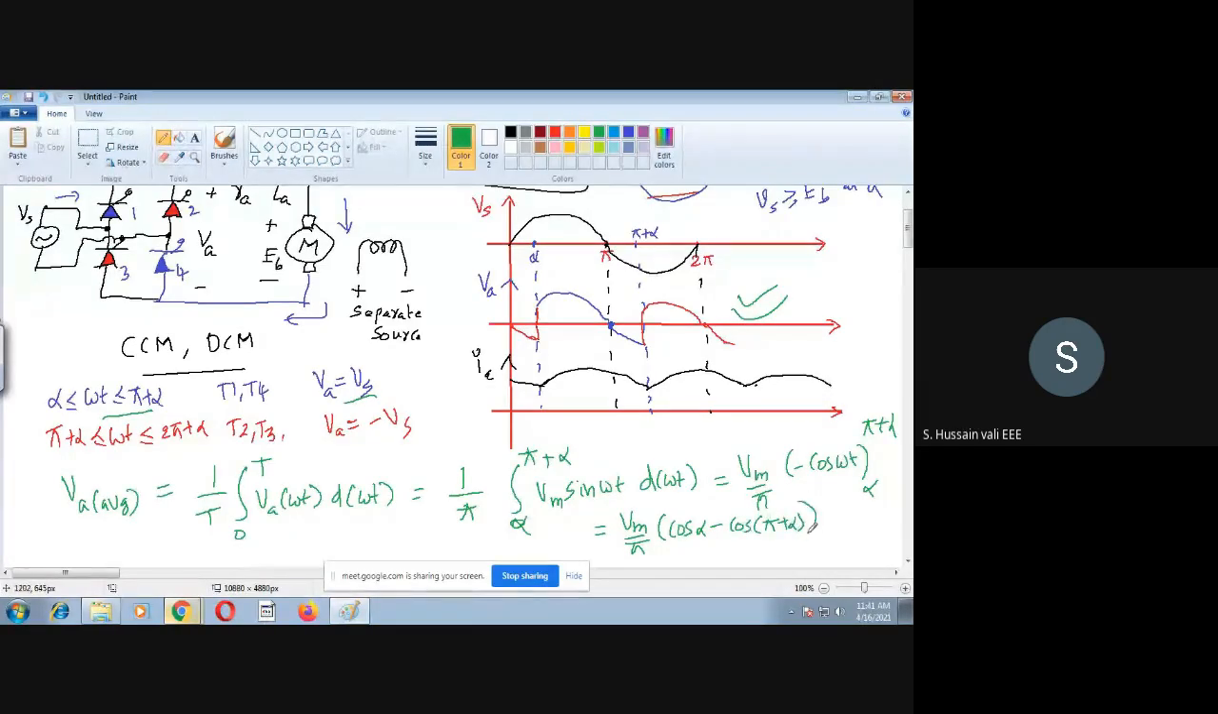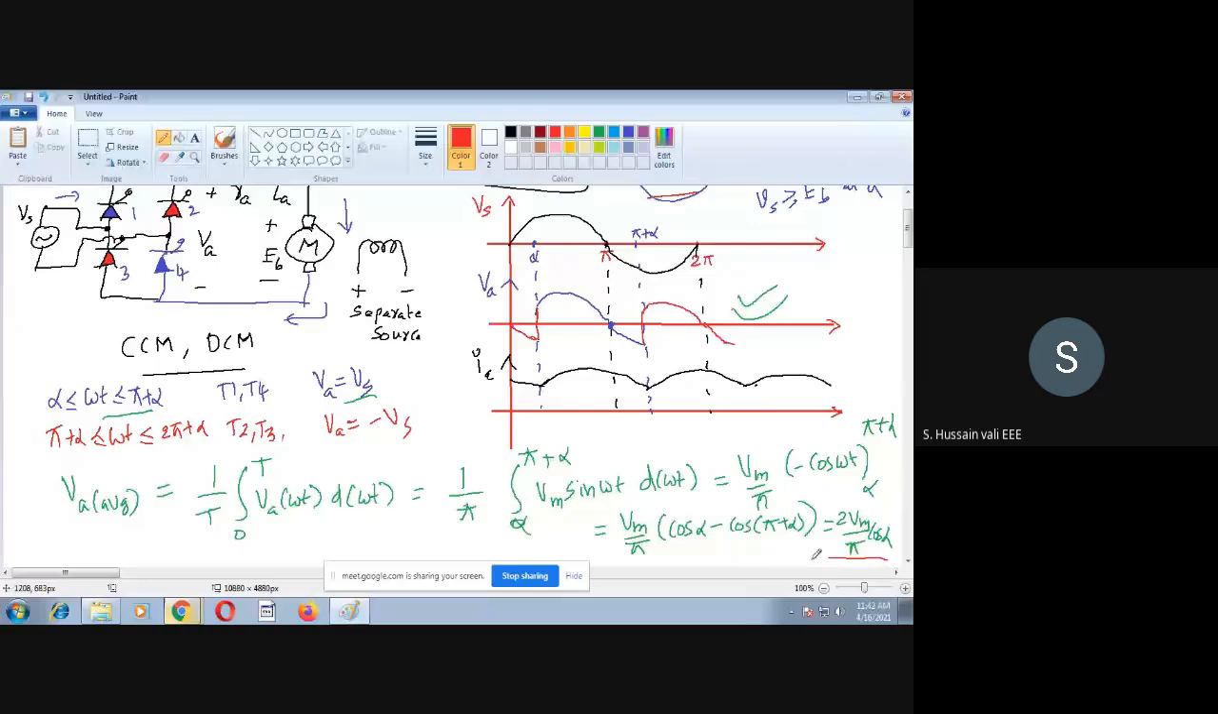So what is cos of pi plus alpha? All Silver Tea Cups: it is minus. So cos alpha, and it is also plus cos alpha, because cos of pi plus alpha is minus cos alpha, and minus of minus is plus. So it becomes 2 Vm by pi into cos alpha. So we got the average output expression, that is 2 Vm by pi into cos alpha. This is your average output voltage.